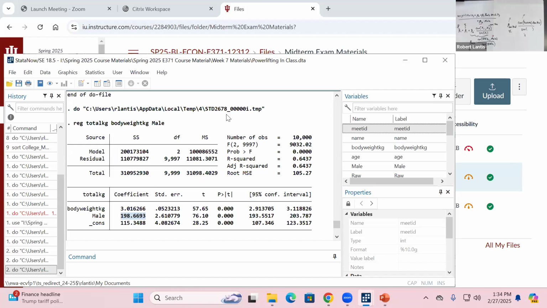Now, I could also think about how I would interpret beta 2, or the coefficient on male. Male is not a continuous variable. It's what we call a dummy or indicator variable. So what is the unit increase? How do I interpret that?